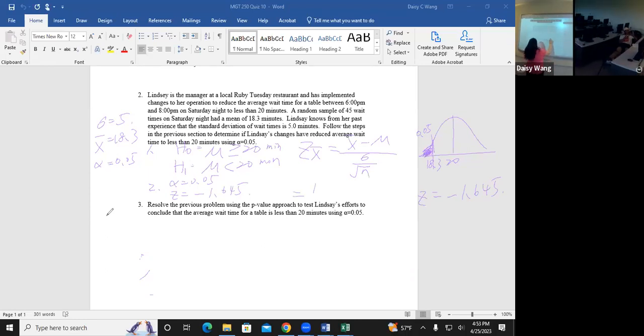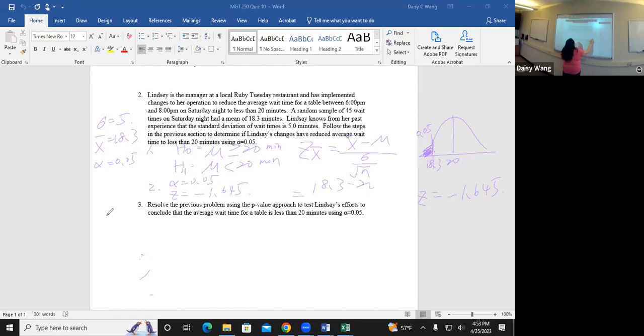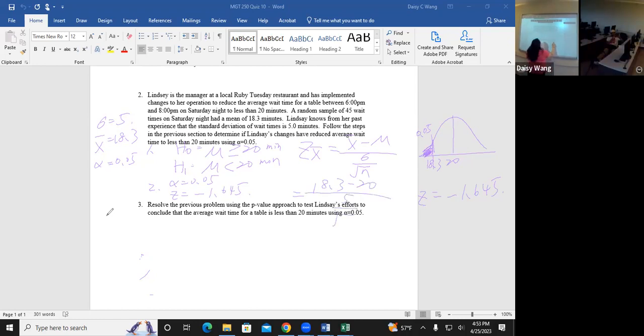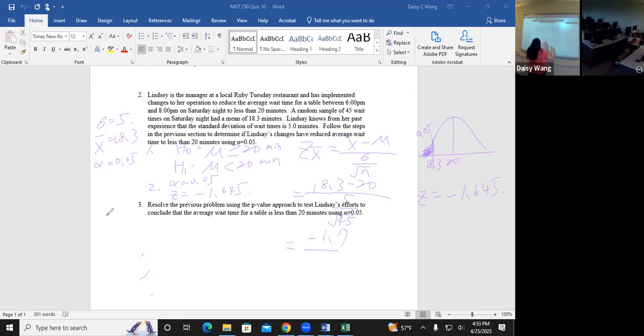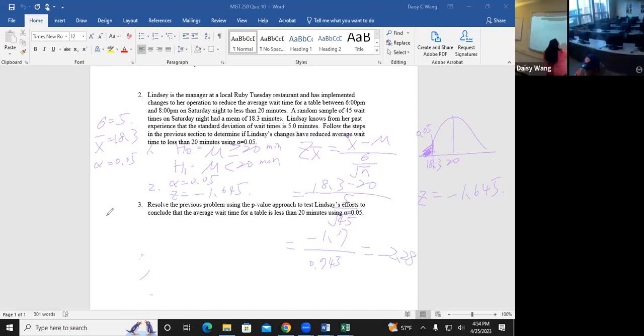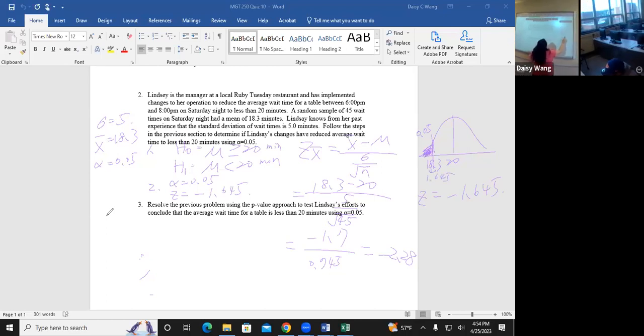It will be 18.3 minus 20 divided by 5 over square root of 45. Negative 1.7 divided by 0.745. So the Z for X bar will be negative 2.28. So the critical Z is 1.645. And then this is negative 2.28.